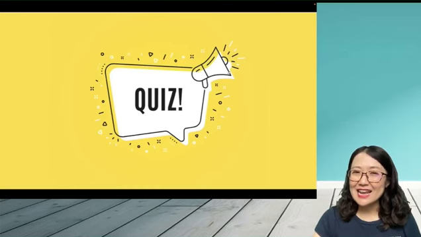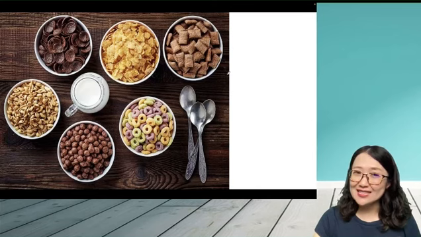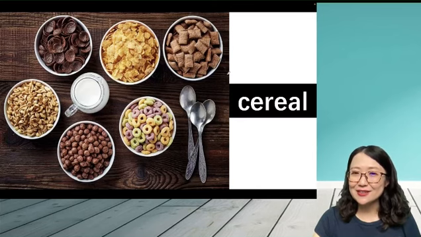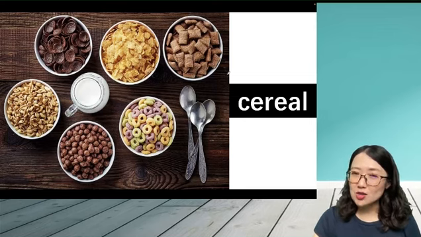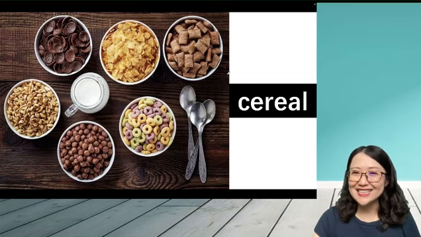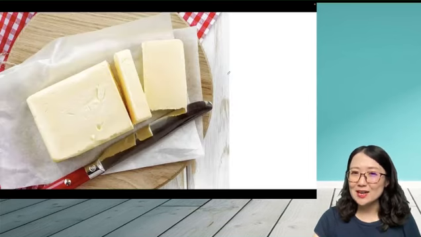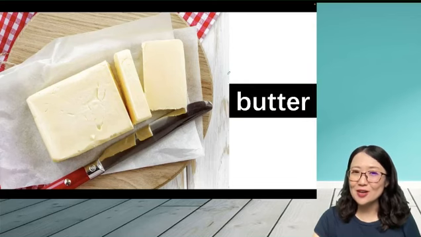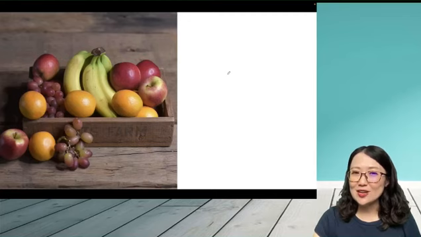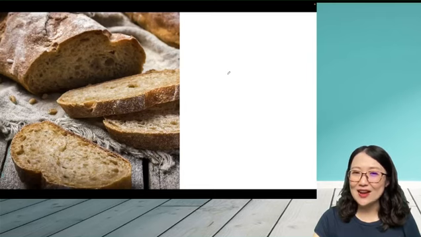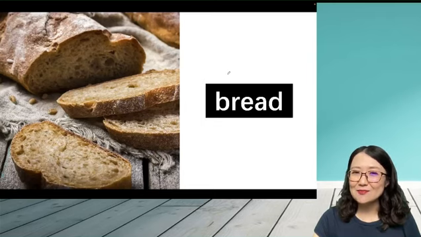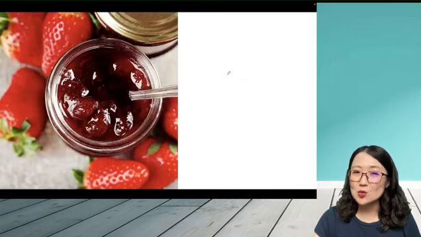那我们现在来测试一下吧。So, what is this? Yes, that's cereal. Okay, cereal. Cereal 它也是一个不可数的，我们可以说 a box of cereal, 一盒麦片，这个是可以的。What about this one? Butter. Butter 也是不可数的。We cannot say one butter, two butters, 不可以这样。So we just say butter. And what about this one here? That's fruit, right? Fruit. And what about this one? Yes, that's bread. Bread.